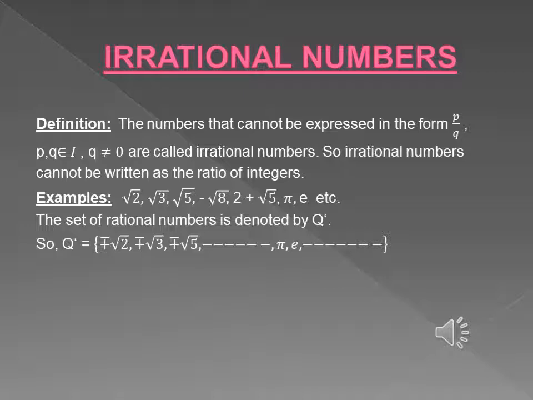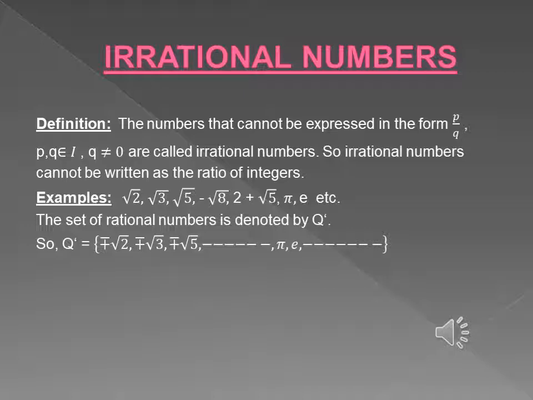But the perfect squares and their square roots are not irrational numbers, they are rational numbers. For example, if we take the square root of 4, we get 2. If we take the square root of 9, we get 3. And square root of 16 is equal to 4. And these are all rational numbers.